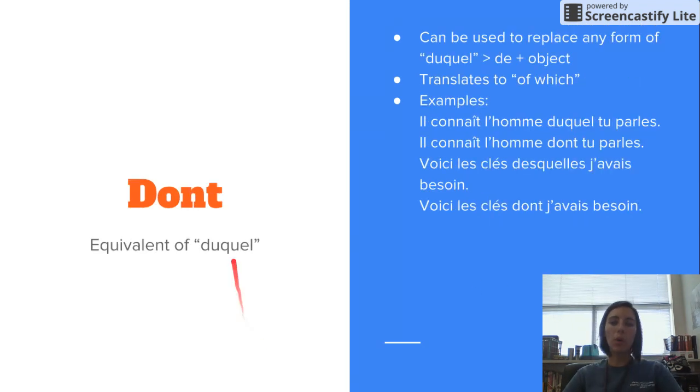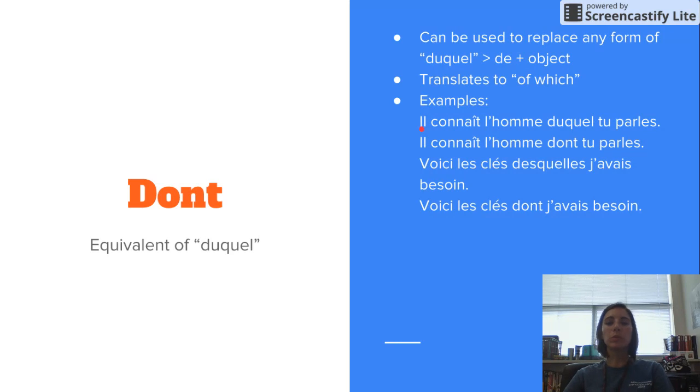And then dont is going to be the equivalent of duquel. We've already learned about lequel, laquelle, lesquels, duquel, and all of those. So it's replacing any form of duquel, de plus an object. It'll translate to of which. Some examples. You have the example with the duquel and then with dont.